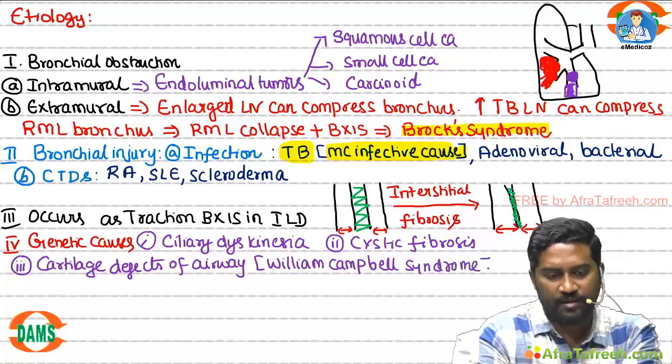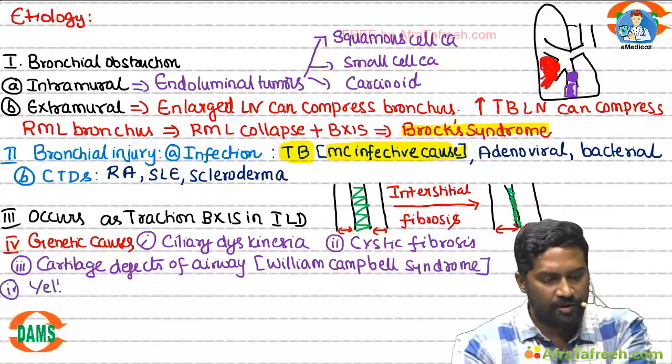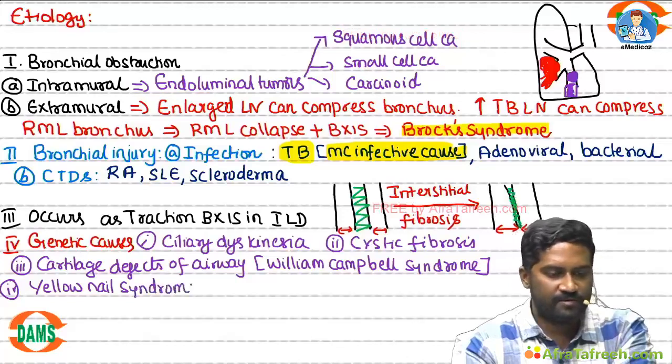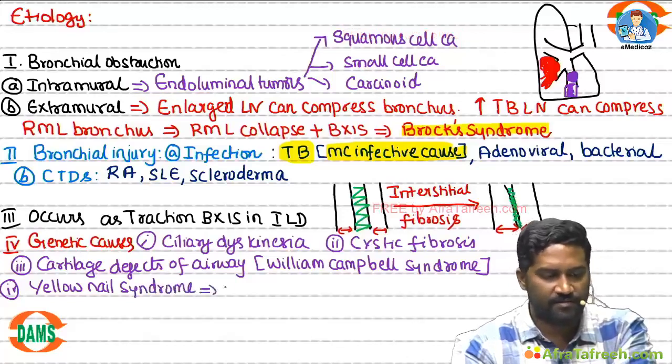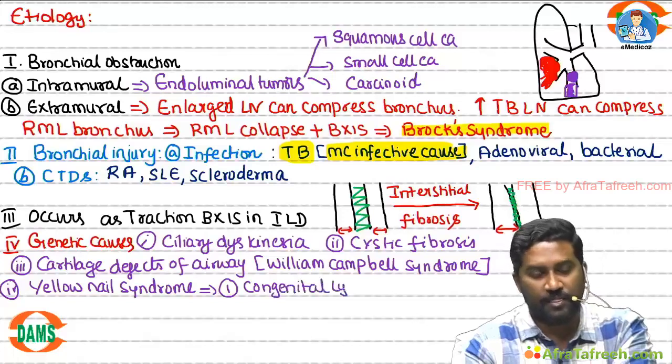Along with that, the famous yellow nail syndrome. Yellow nail syndrome is characterized by a triad. What are the three important features? There will be congenital lymphedema.